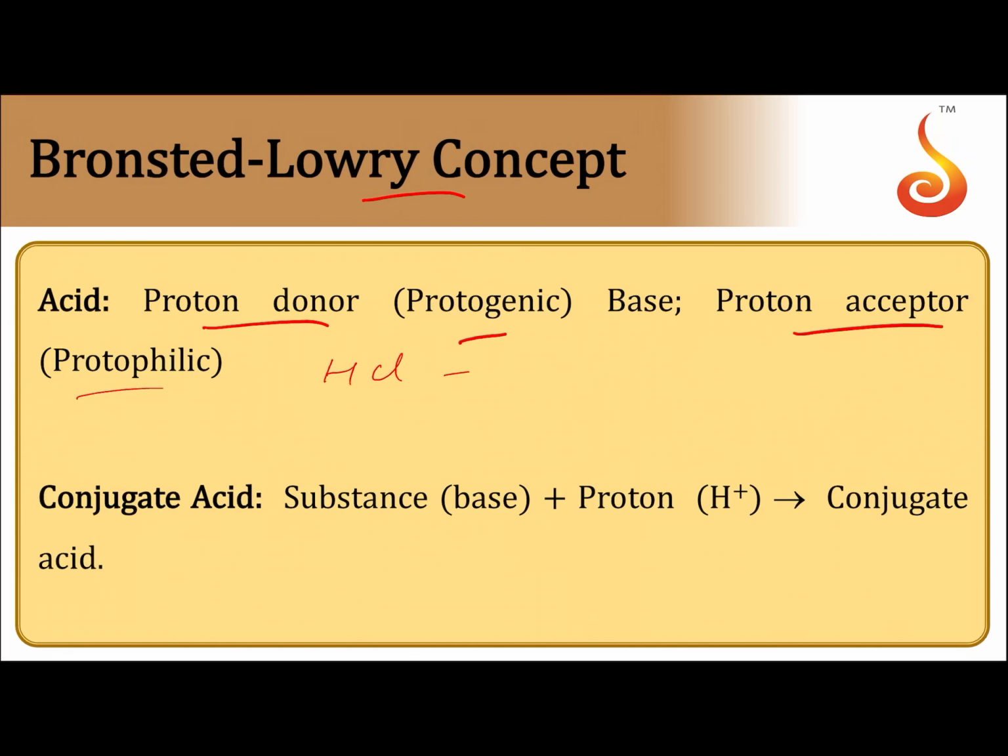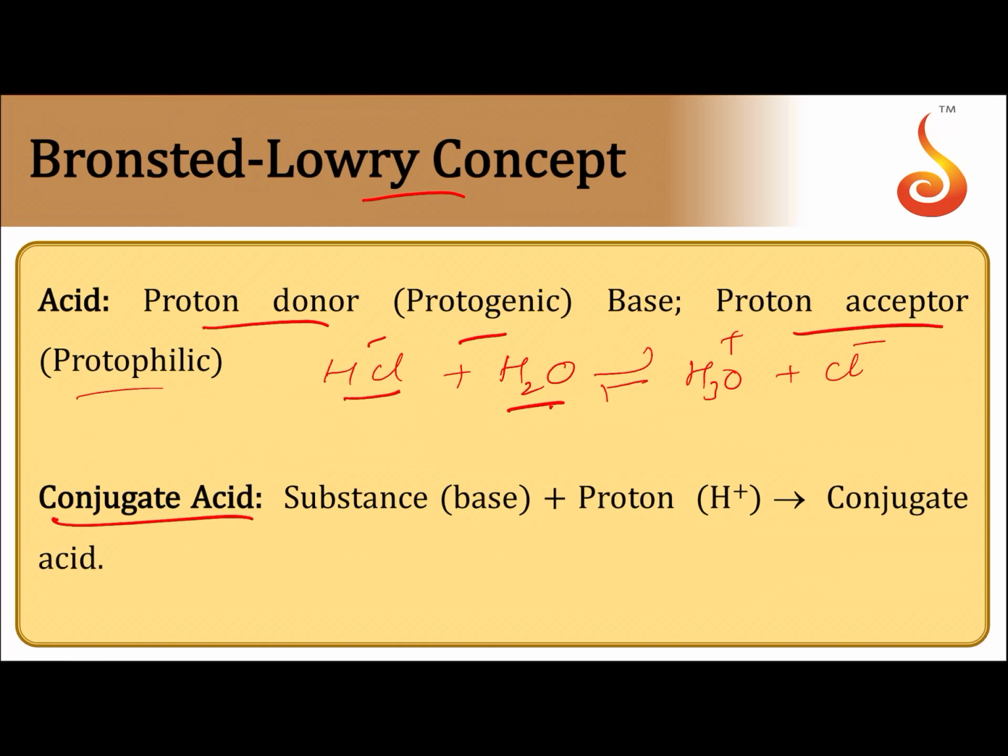a base. Suppose you take HCl plus water in this reaction, giving H3O plus and Cl minus. HCl is giving a proton, so it can be called an acid. Water takes a proton from HCl, so water can be called a base in Bronsted-Lowry theory in this reaction. And the meaning of conjugate acid-base pair: a pair of acid and base differing by a proton is called a conjugate acid-base pair.